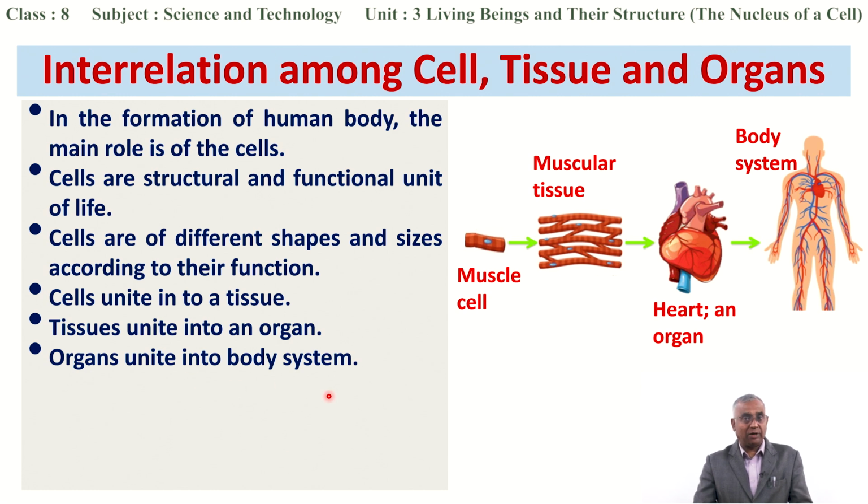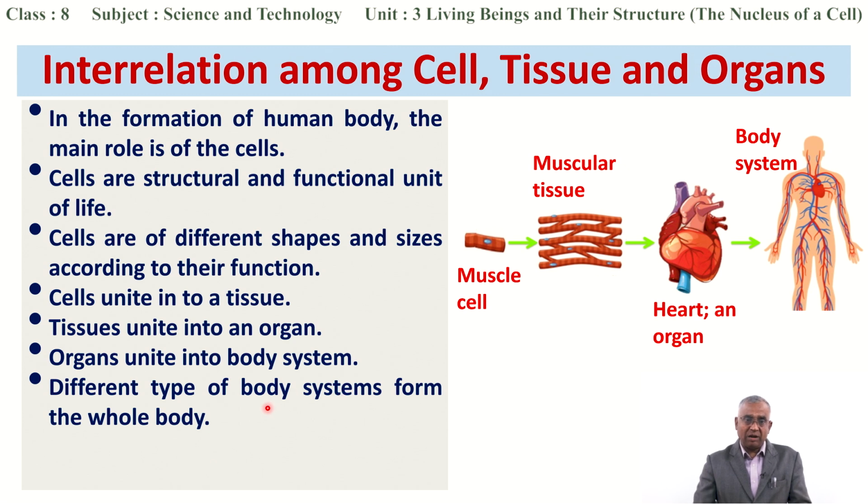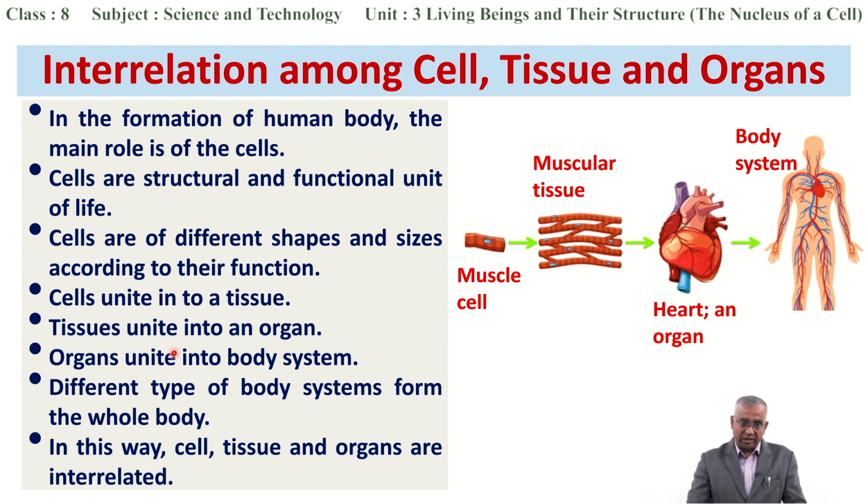Organs unite into a body system. Not a single organ, but a number of organs unite to form a body system, and different types of body systems form the whole body. We have discussed about it. Now, next one: in this way cell, tissue and organs are interrelated. I can say closely interrelated.